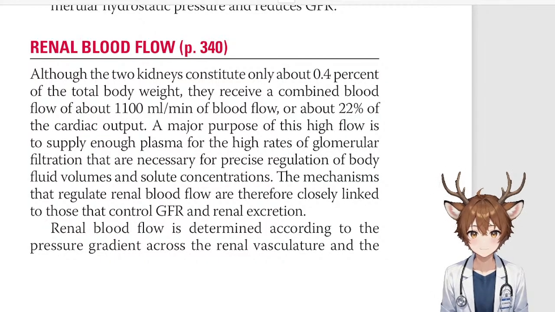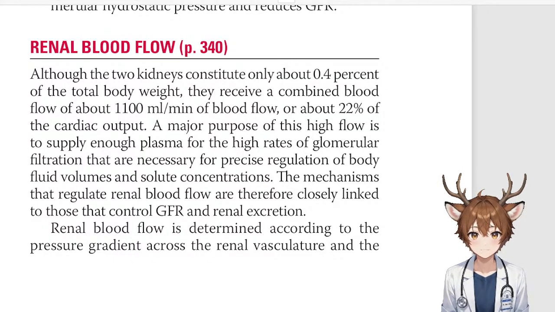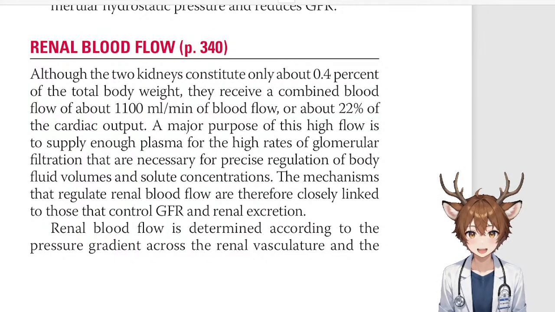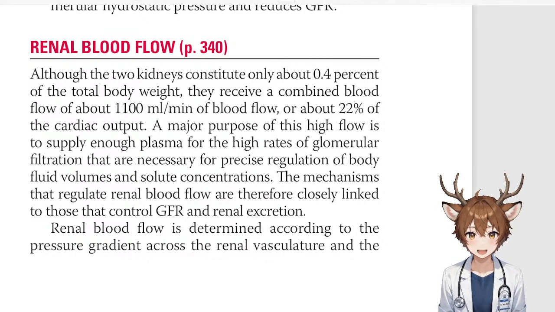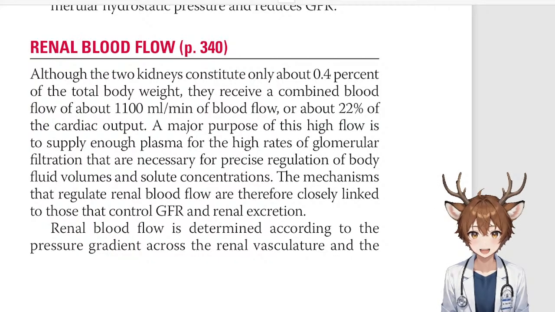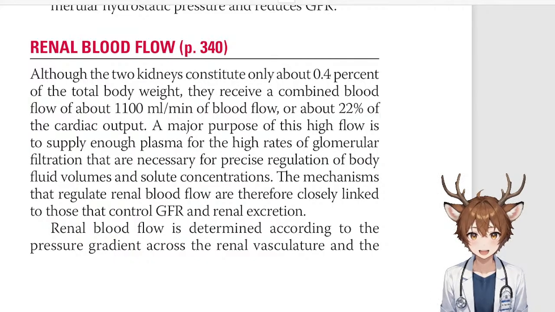Renal blood flow. Although the two kidneys constitute only about 0.4% of the total body weight, they receive a combined blood flow of about 1,100 milliliters per minute, or about 22% of the cardiac output. A major purpose of this high flow is to supply enough plasma for the high rates of glomerular filtration that are necessary for precise regulation of body fluid volumes and solute concentrations. The mechanisms that regulate renal blood flow are therefore closely linked to those that control GFR and renal excretion.